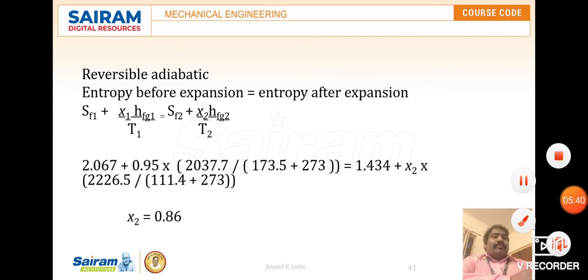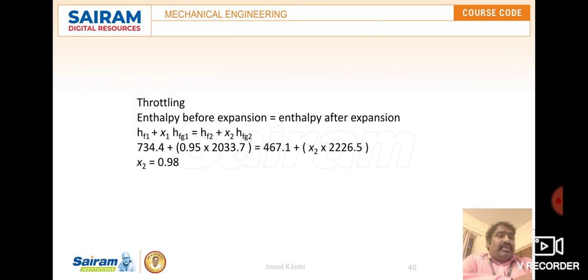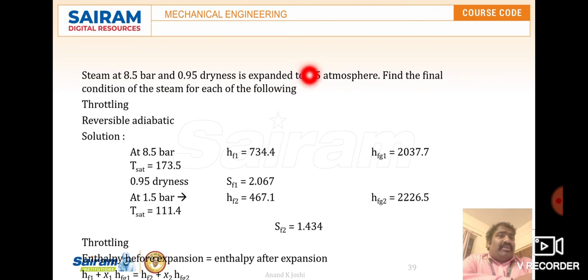Now you are supposed to substitute these values in the equations. That is 2.067 plus 0.95, which is already given in the problem, into HFG1, that is 2037.7, and the temperature is given, which we have to consider as absolute temperature. That's why we are adding the 273 value, because 173.5 degrees centigrade is given. So we have to add this 273 because it is an absolute temperature. That is one thing we have to remember. And this is equal to 1.434. This is for SF2, the corresponding value at 1.5 atmospheric pressure. We already noted these values that we are writing now.